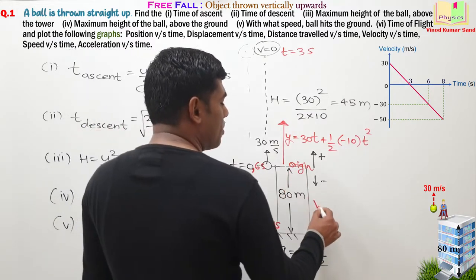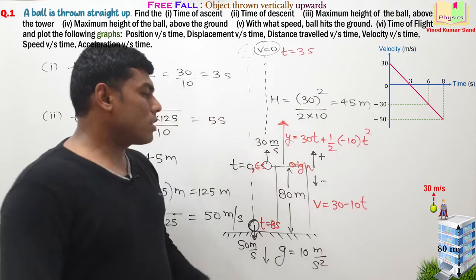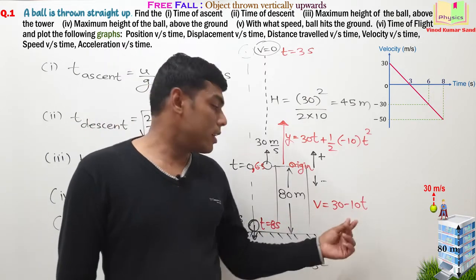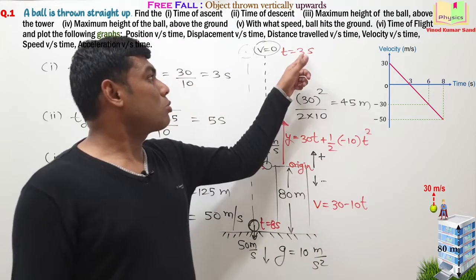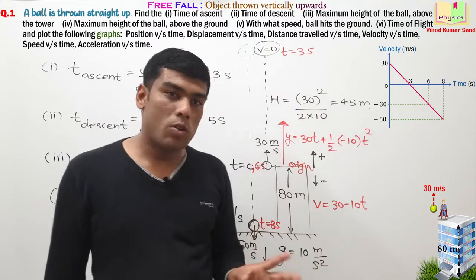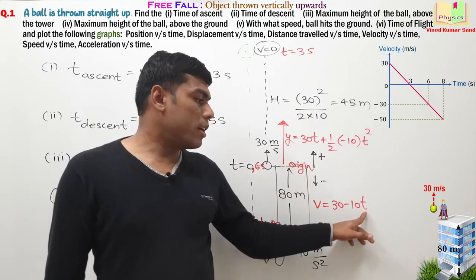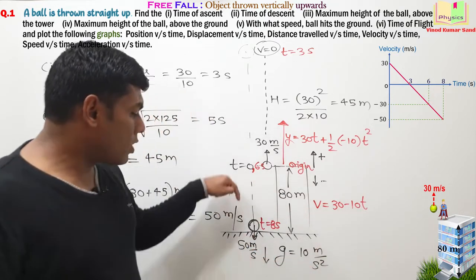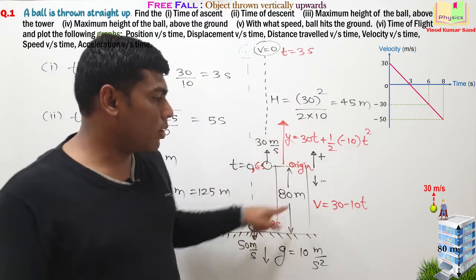Velocity versus time graph is very easy. V is equal to 30 minus 10t. So this graph will be a straight line. T is equal to 0, the velocity is equal to 30. T is equal to 3 seconds, the velocity becomes 0. And after 3 seconds, the velocity will be negative. You put here t is equal to 8 seconds, the velocity comes out to be minus 50 meter per second. Minus means in the downward direction.